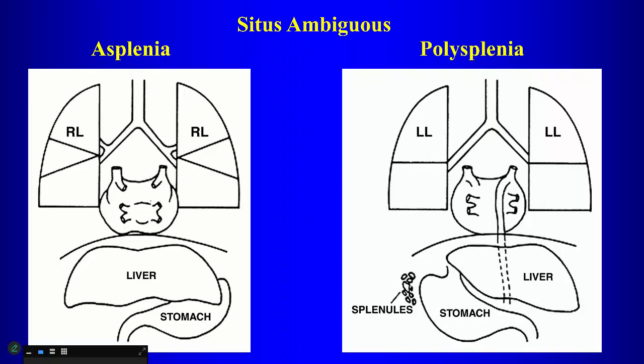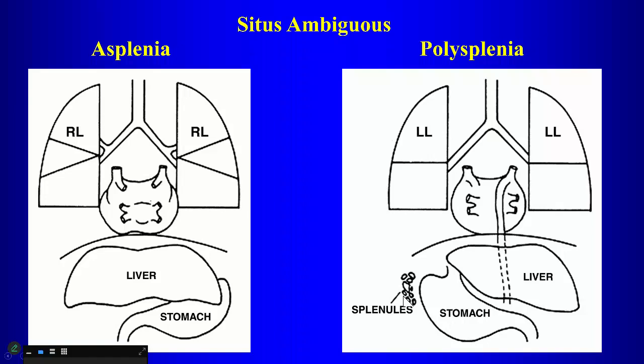polysplenia and asplenia, right. When we talk about asplenia, both atria, also called bilateral right-sidedness, morphologically resemble morphologic right atria. The liver is often in the midline, and there is no spleen, that is asplenia. Polysplenia, also called bilateral left-sidedness, is where both atria resemble morphologic left atria and you have two bilobed lungs, and these patients have multiple spleens, so that's called polysplenia.